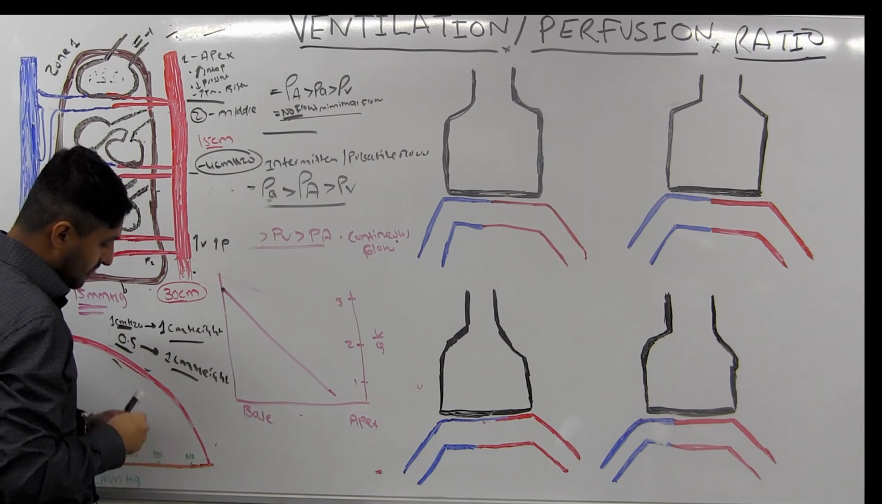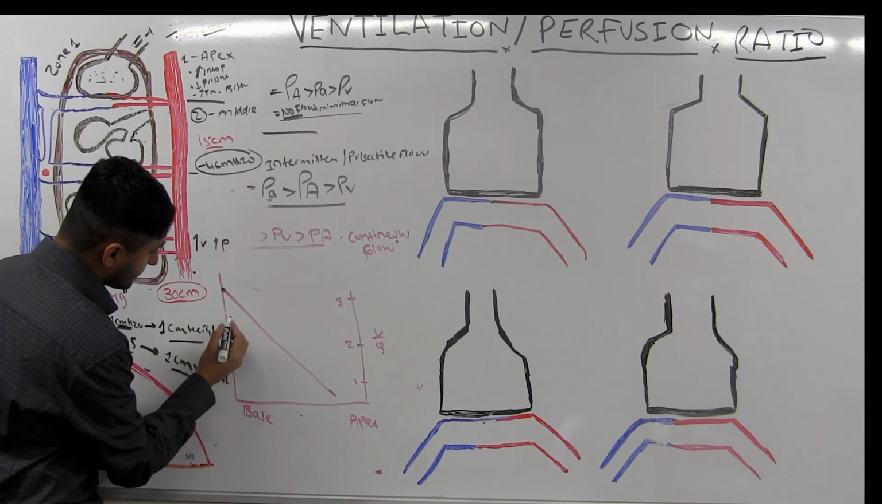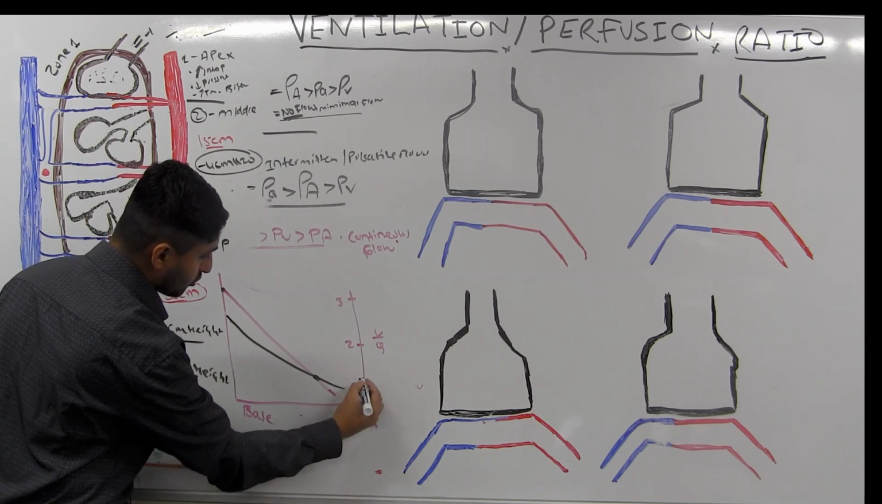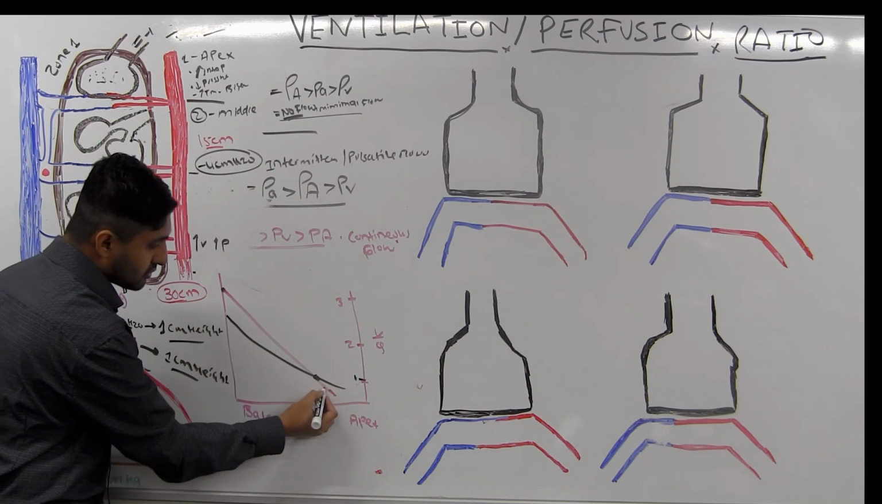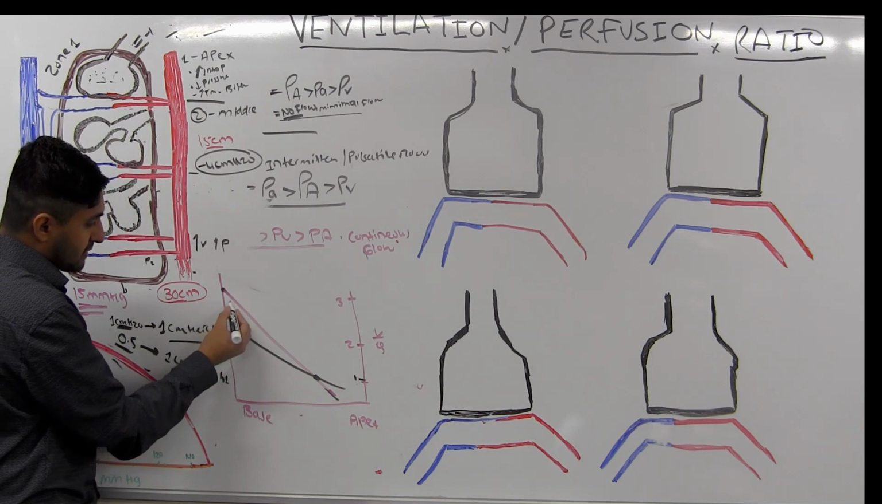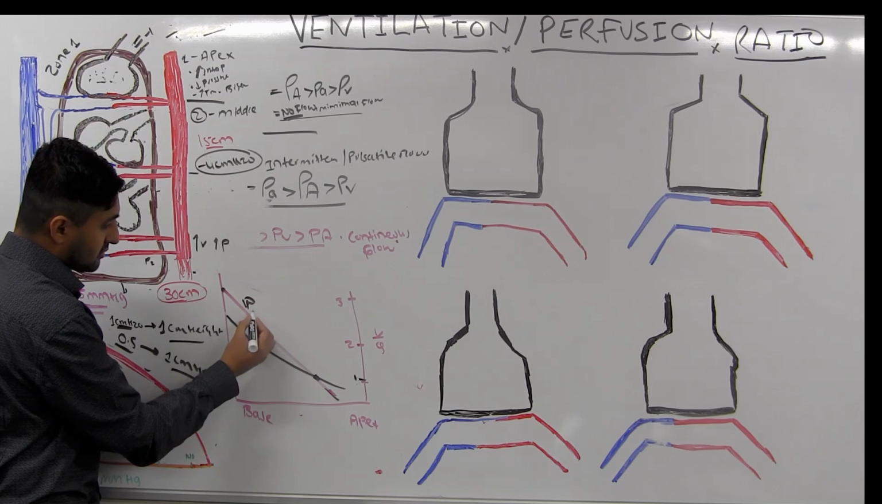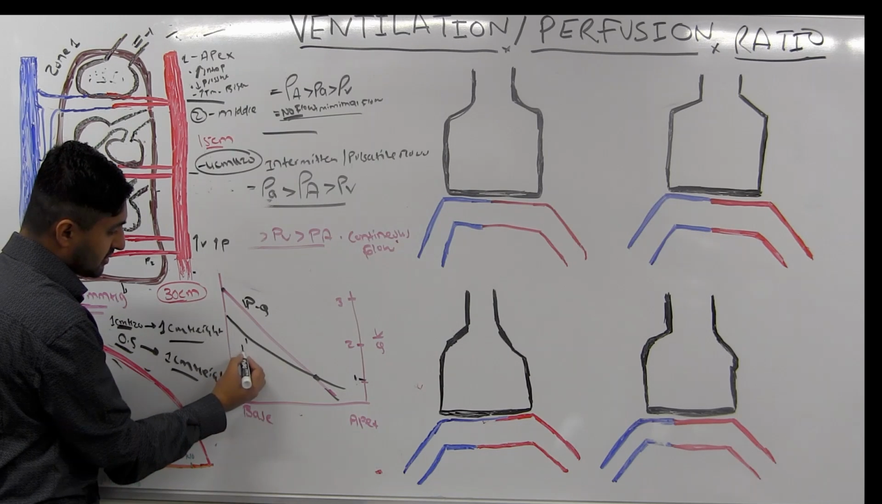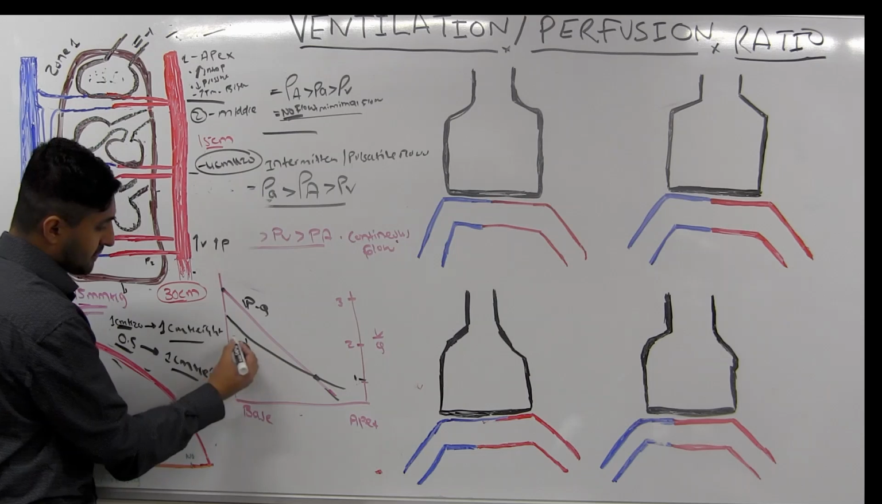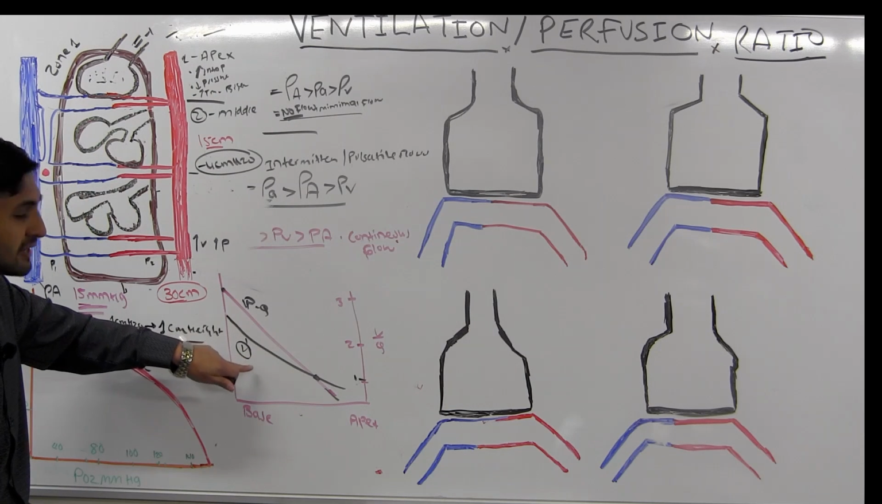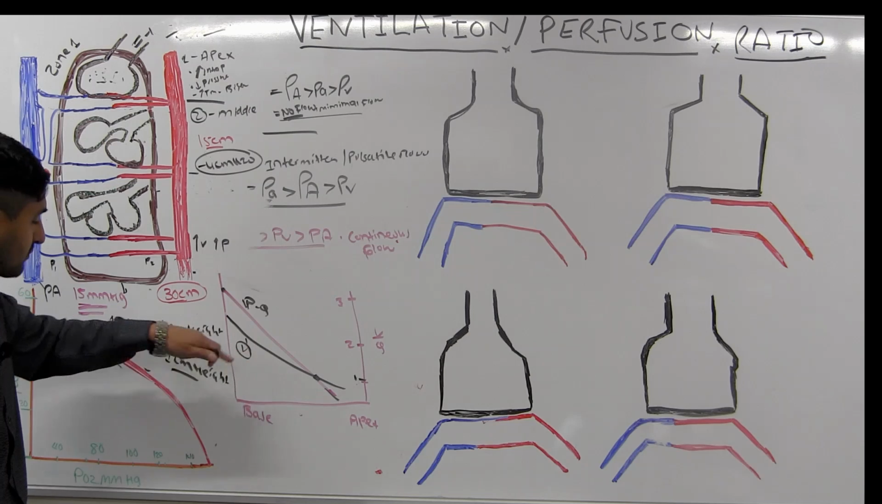But if you talk about the blood flow, it should look something like this, and then the VQ ratio will be around, let's make this a 1 right here. So it should look something like this. This tells you about the perfusion, or Q, and this tells you about the ventilation. The slope of the graph is basically the rate of the movement of the flow.